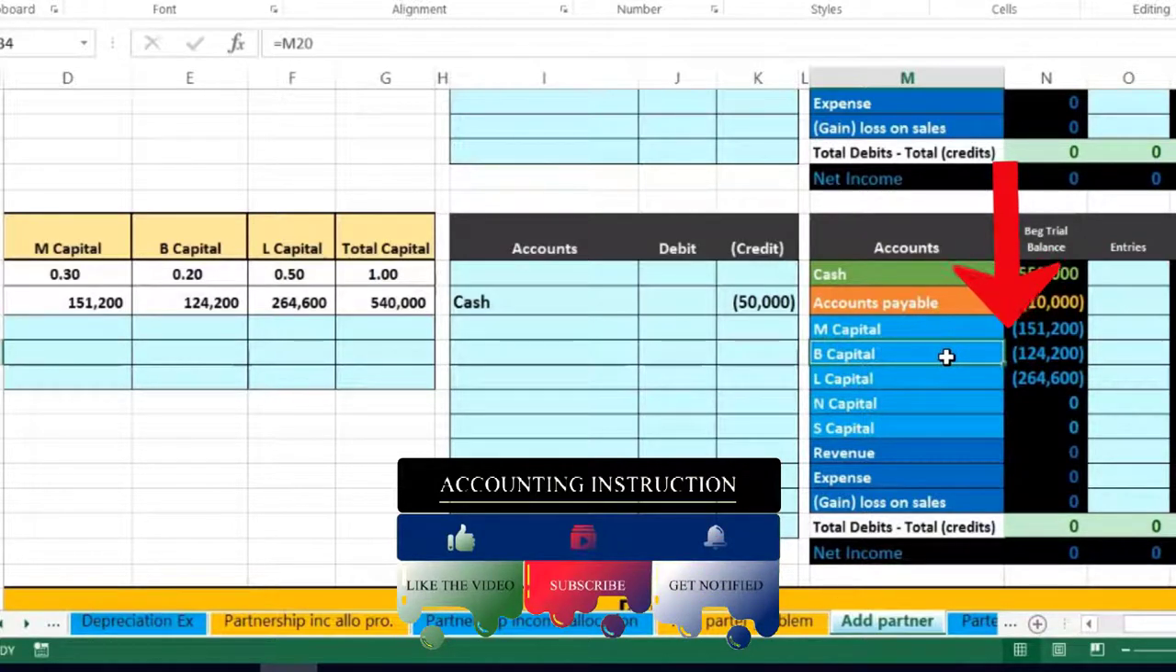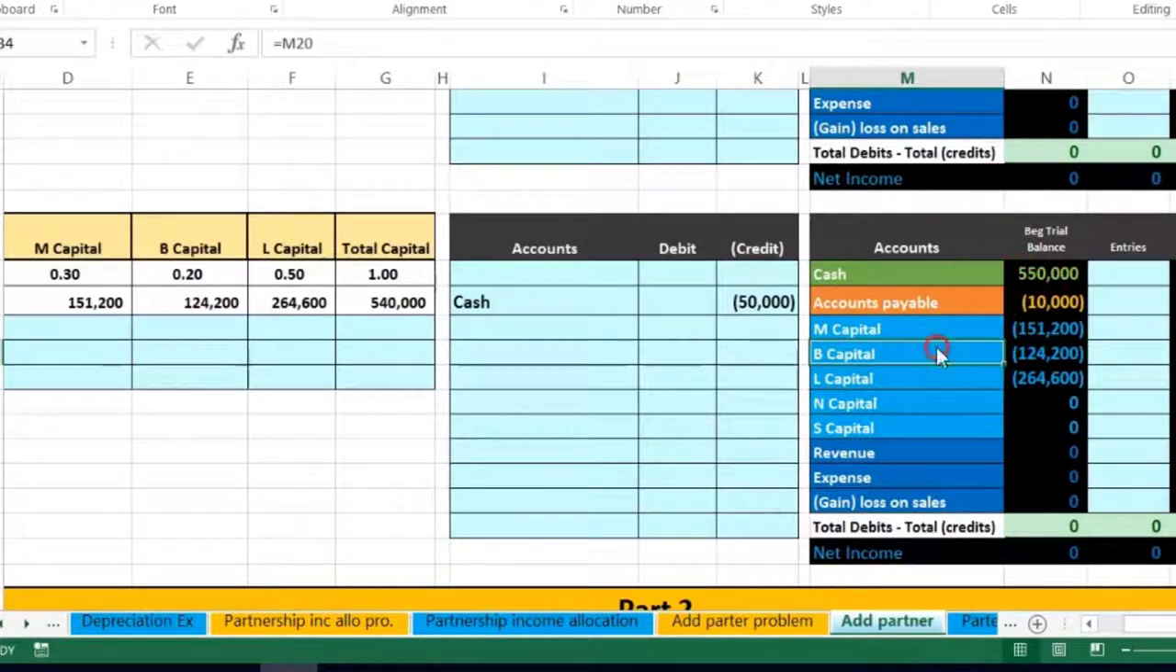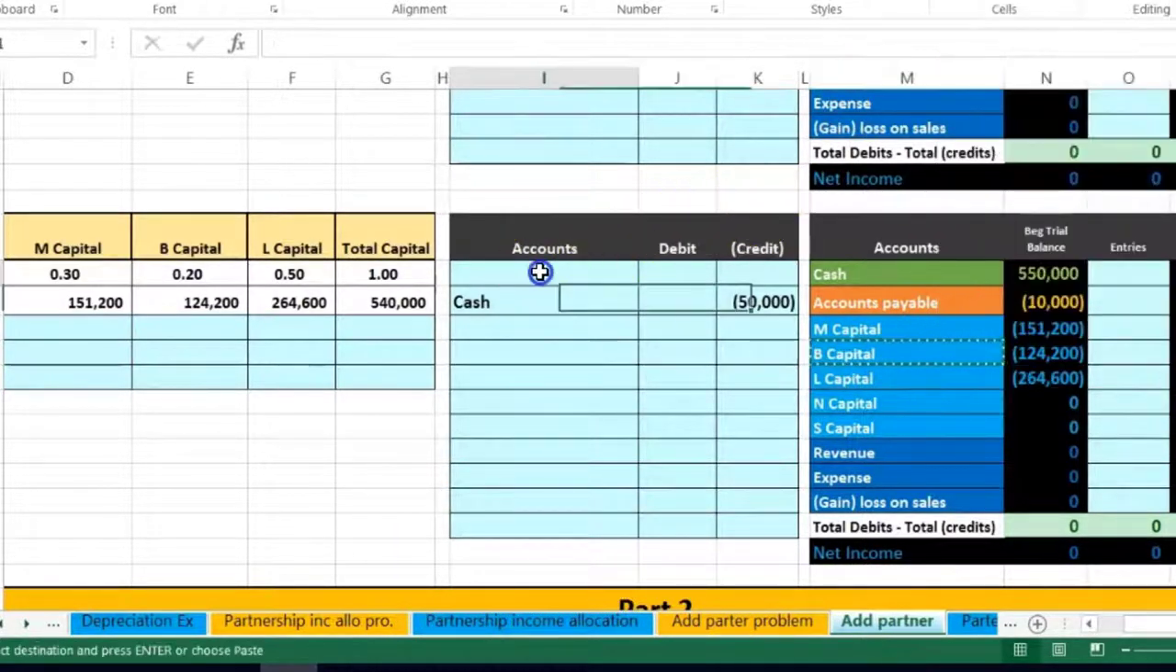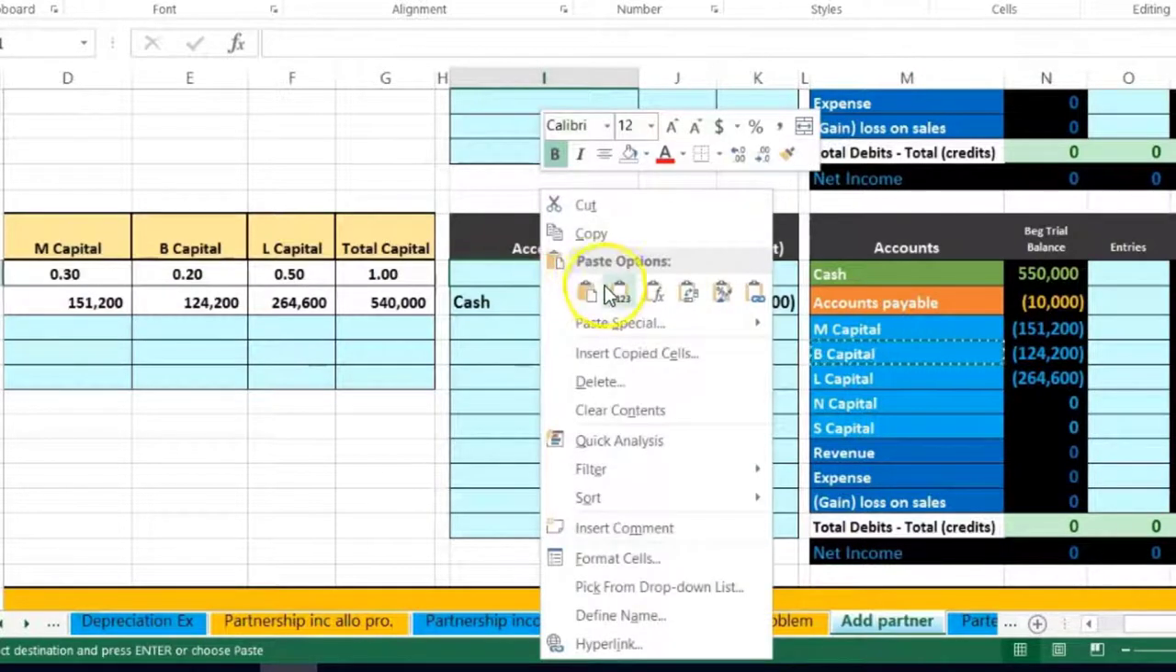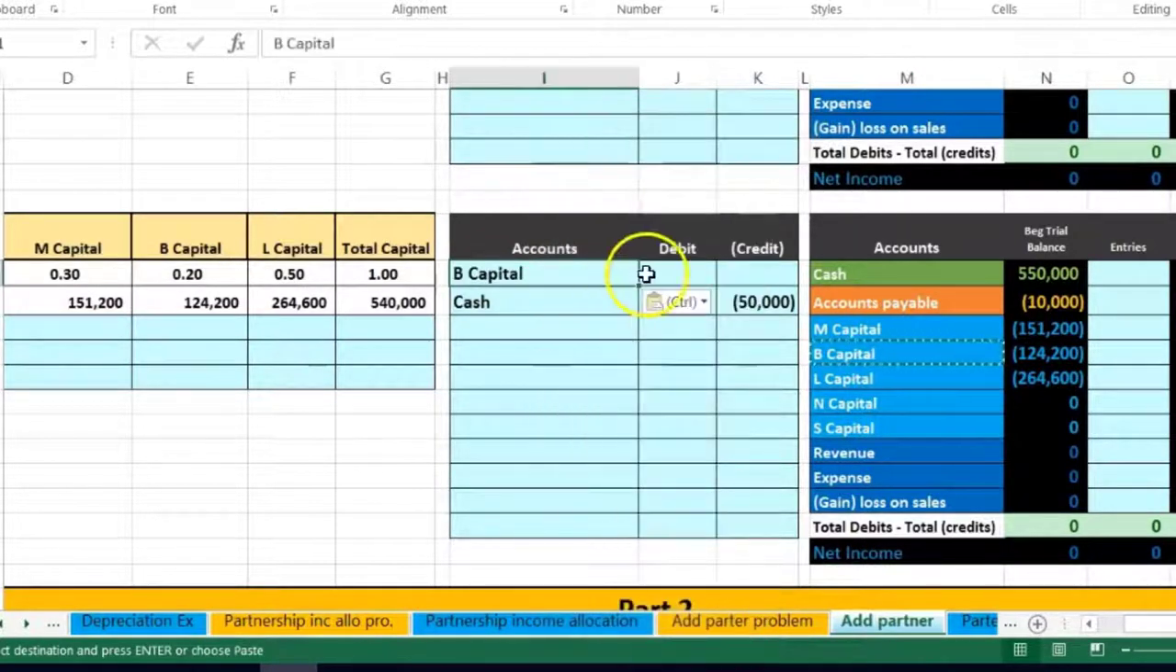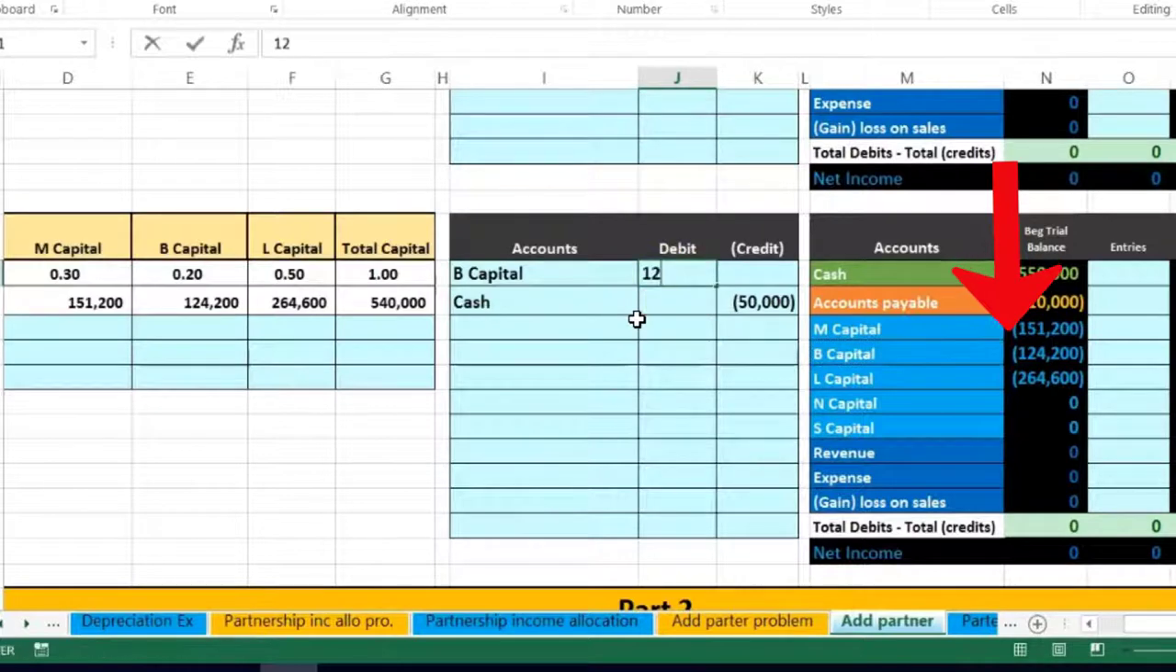We do the opposite thing to it. So we're going to debit it. That's a credit represented by the brackets. We're going to debit it. So I'm going to copy that. I'm going to put that in I-31. Right click, paste it 123. And we're going to put it in there for 124.2.